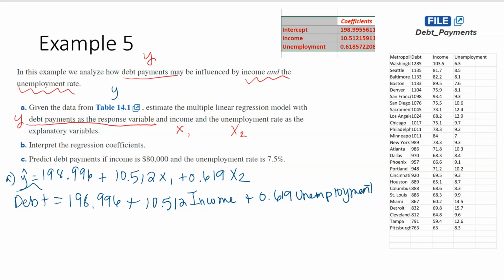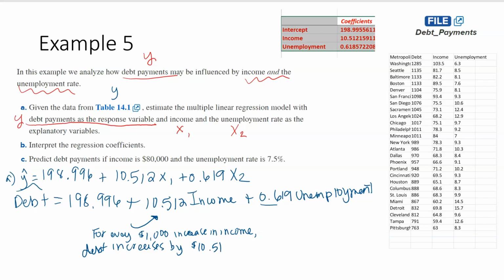All right, so now it wants us to interpret all of these coefficients. So let's start here. For this coefficient, remember income is in thousands. So this is saying, it would normally be for every 1, but because we're talking about thousands, for every 1,000 increase in income, y increases by this value, by 10. And what is y? Sorry, debt increases by $10.51.